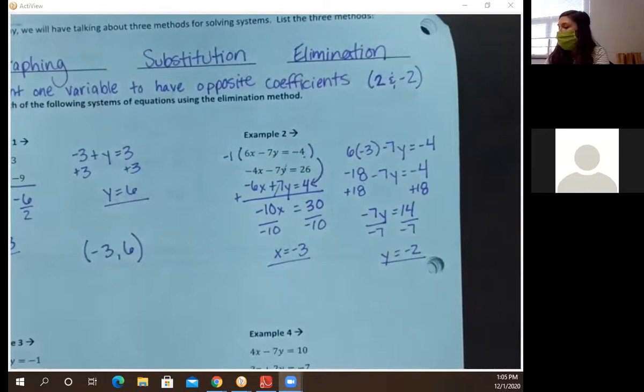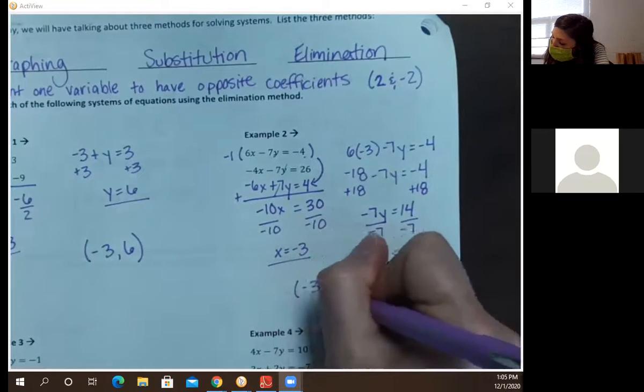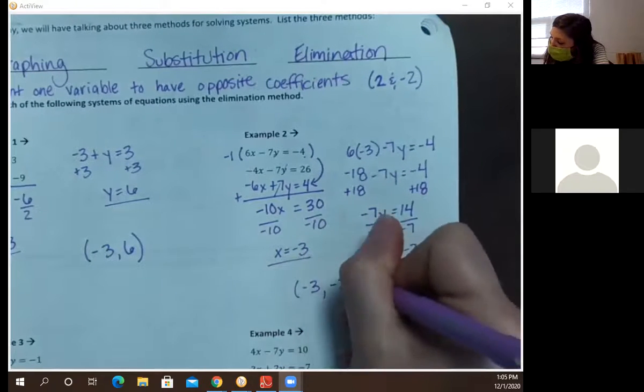I found x, I found y. The only other thing I need to do is actually write my ordered pair for my solution. So -3, -2.